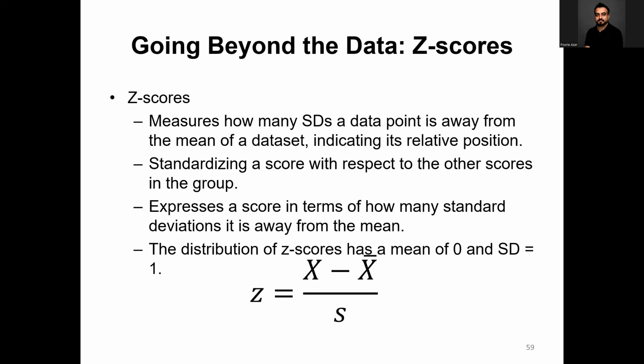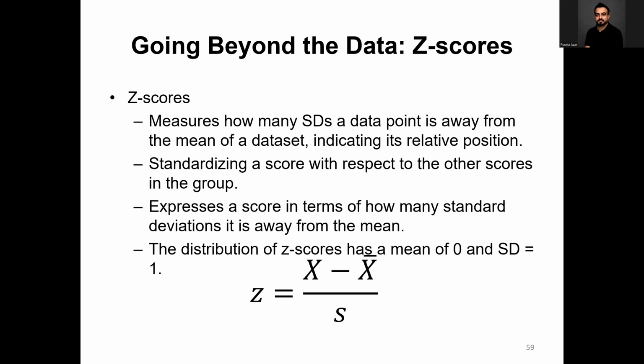We have z-scores. Z-scores measure how many standard deviations a data point is away from the mean of a dataset, indicating its relative position. Z-scores standardize a score with respect to other scores in the group. It helps us compare samples, different groups of people, and different data scores with each other by standardizing scores.